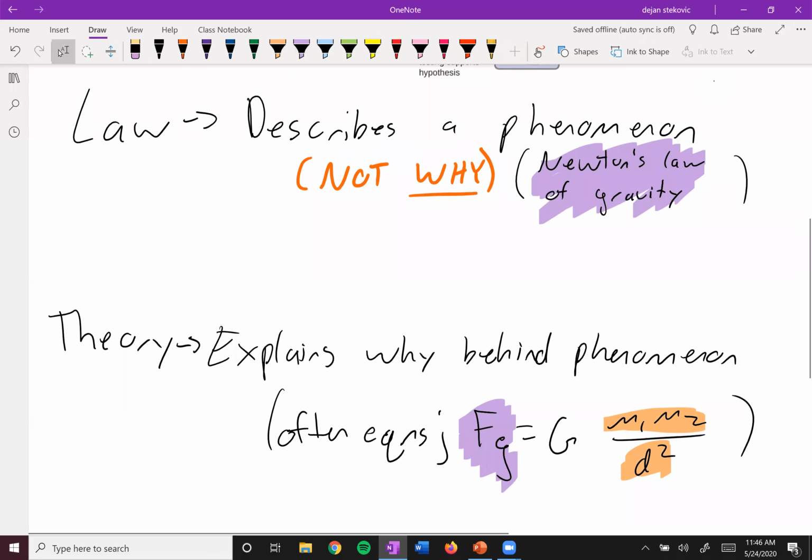The main takeaway here that you want to know is the difference between a law and a theory. A law describes what's happening in observation. A theory explains the why behind it.